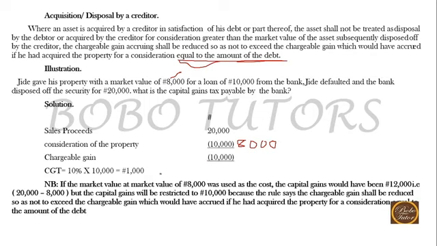For better understanding, you can check this note. If the market value of the assets of 8,000 was used as the cost, the capital gains would have been 12,000. That is 20,000 minus 8,000. But the capital gains will be restricted to 10,000 because the rule says that chargeable gain will be reduced so as not to exceed the chargeable gain which would have accrued if he had acquired the property for a consideration equal to the amount of debt.